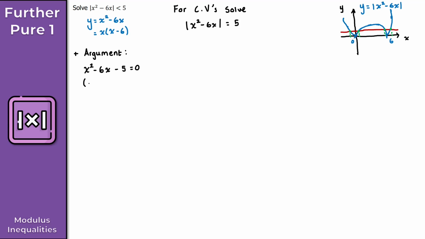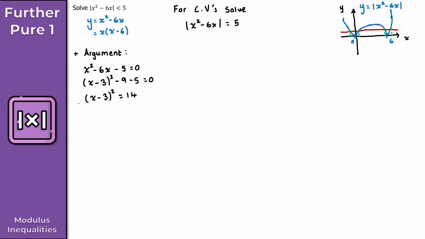So what would I get here then? I get x minus 3 all squared. I then get minus 9, and minus 5 is still there. That's all equal to 0. So minus 9 minus 5 is minus 14. So what I've got here then is x minus 3 all squared is equal to 14.